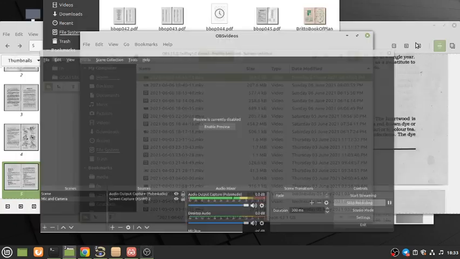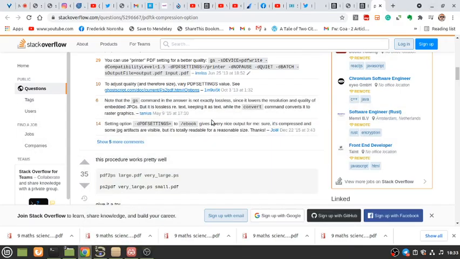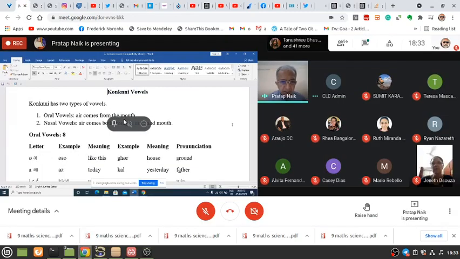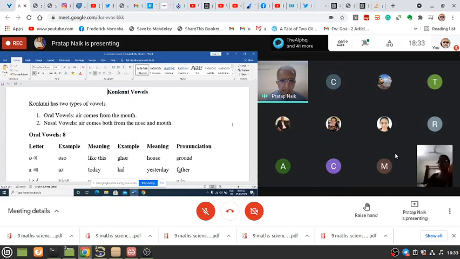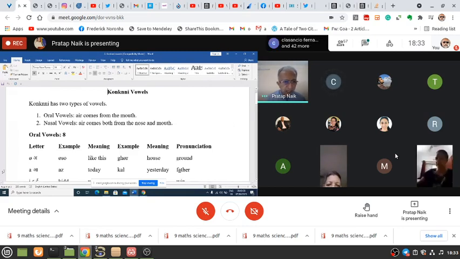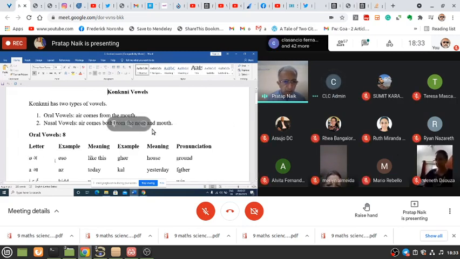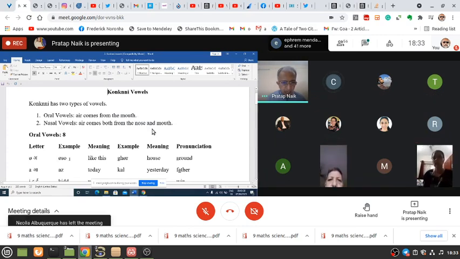Before I proceed, I would like to show you the symbols which I used yesterday. All of them are available on the Android phone. So you can type any word in Konknni on an Android phone using the symbol. For example, you want to type this word, aso. How to type?